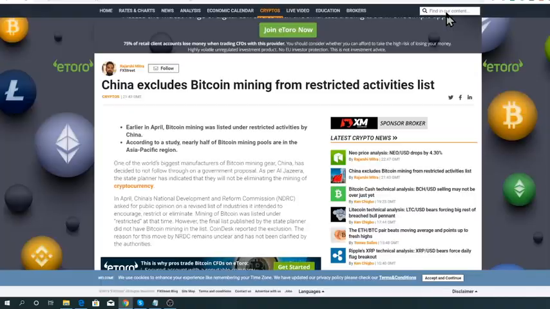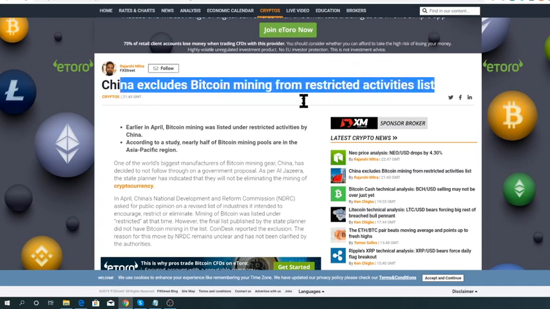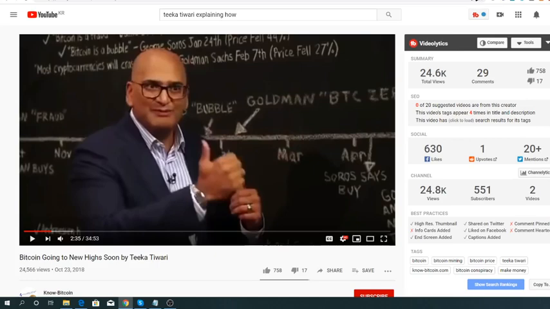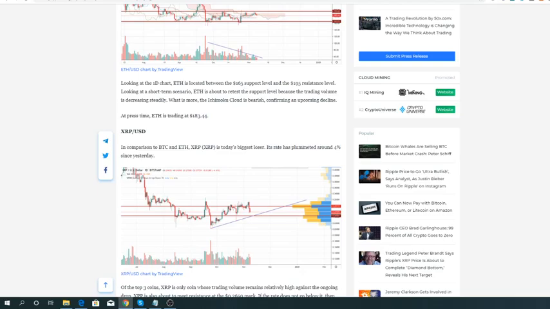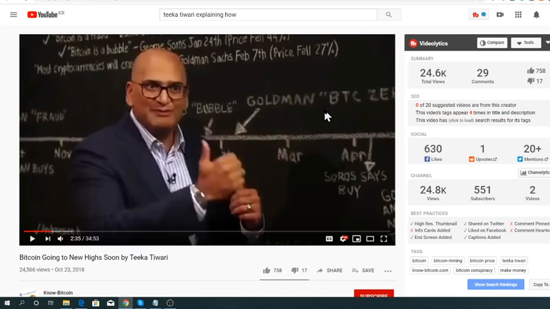Now that's one negative news, and the other positive one is China excludes Bitcoin mining from restricted activities list. That means now it is not illegal to do that. You can do that legally. So that's actually a better thing to know. If they give permission to BTC now, slowly and surely others who work on proof of work can also move there. Now the reason I'm showing this is because of all the negative news coming in. This one is a bit old, but in this particular video Tika Tiwari is actually explaining why the negative news is there.